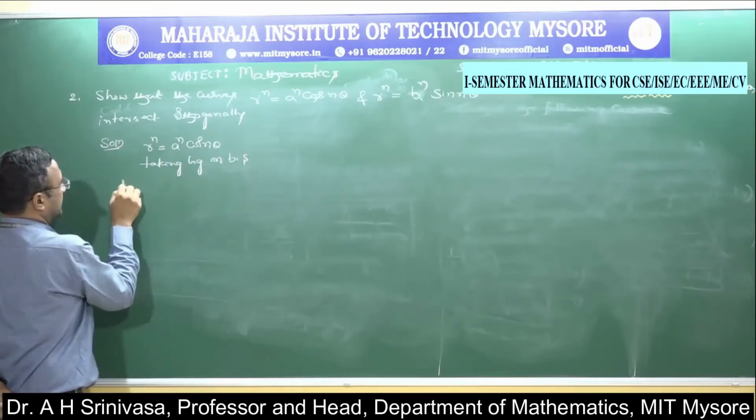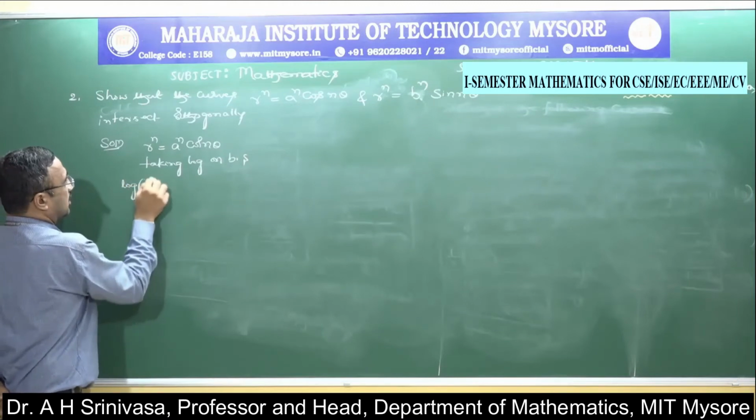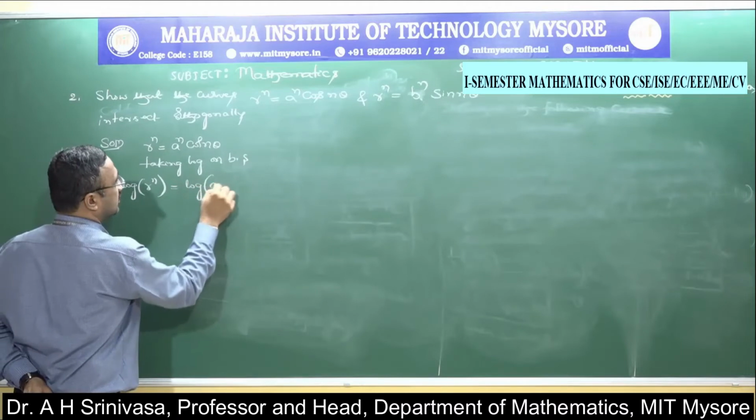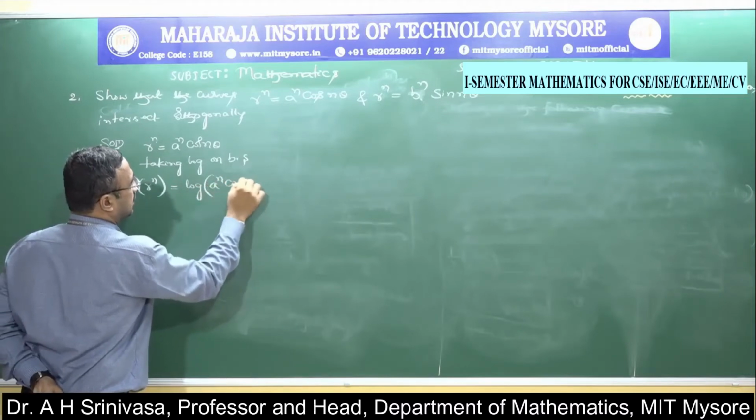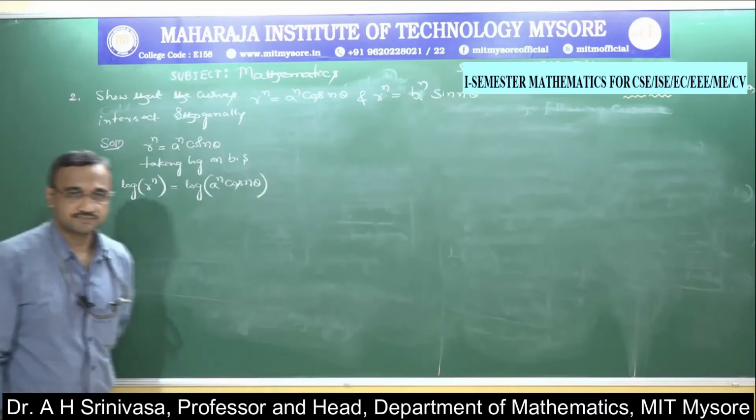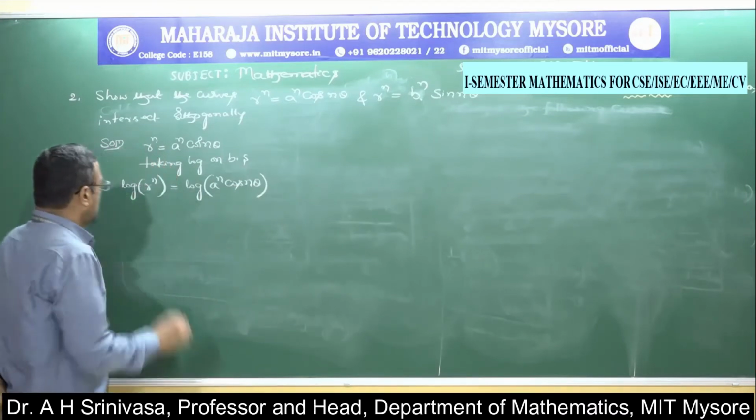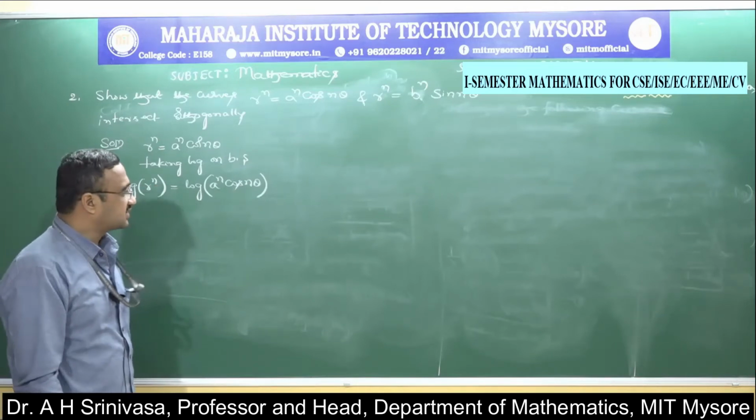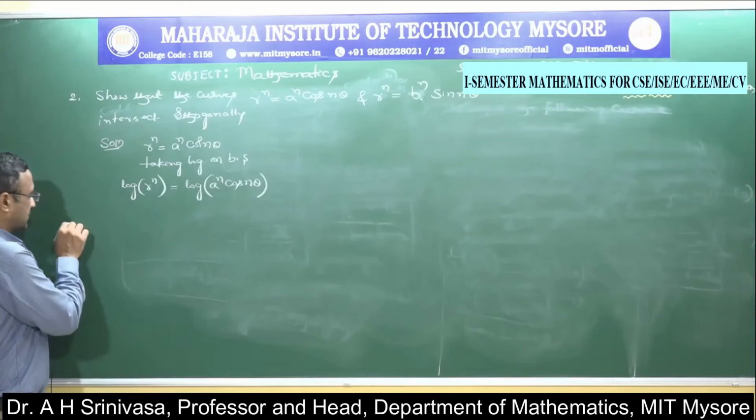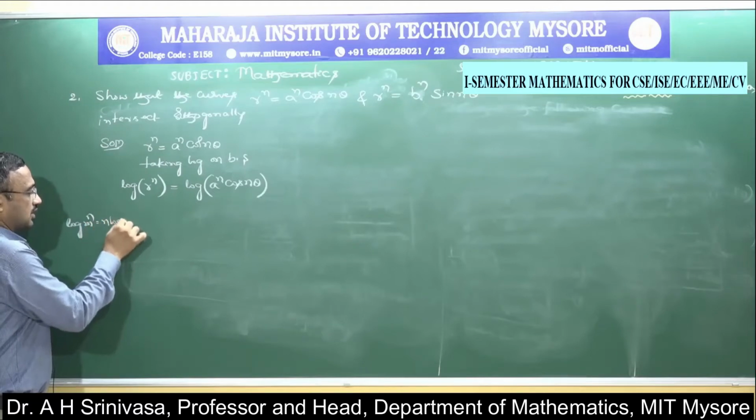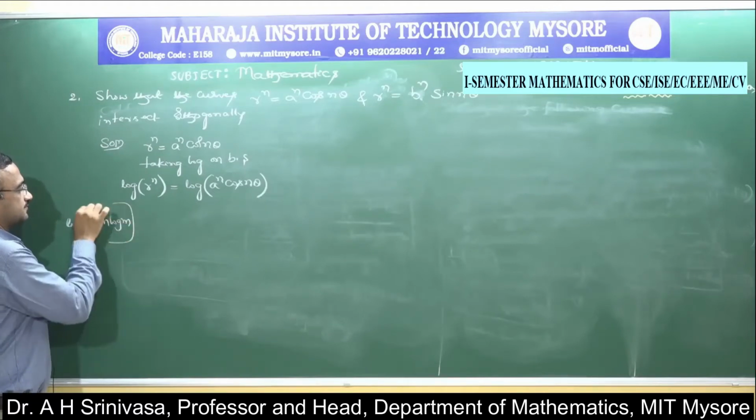Okay. This becomes the logarithm of r power n, which should be equal to the logarithm of a power n cos n theta. It's clear. Then apply the properties of logarithm. What is the power formula for logarithm? This is the formula: log m power n should be equal to n into log m. You have to remember this.